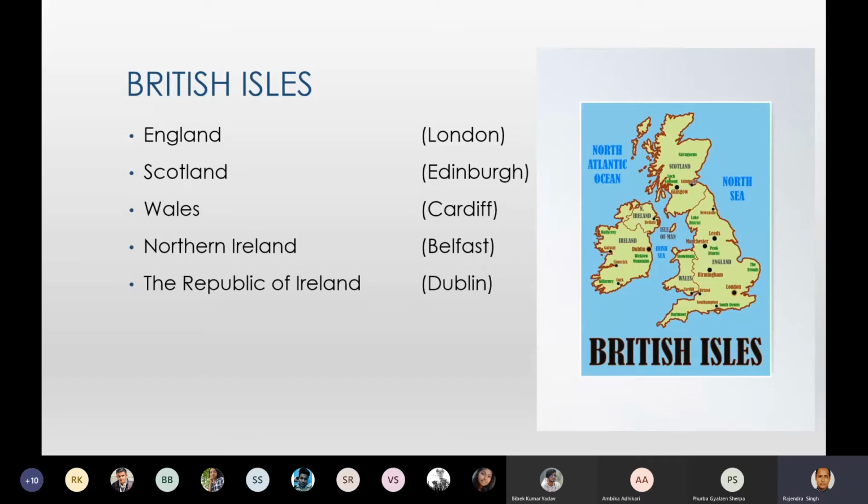In the slide, you can see the capital cities of each territory. For England, the capital city is London. For Scotland, it's Edinburgh, and for Wales, it's Cardiff. For Northern Ireland, it's Belfast, and for the Republic of Ireland, it's Dublin. They have their own internal governments.